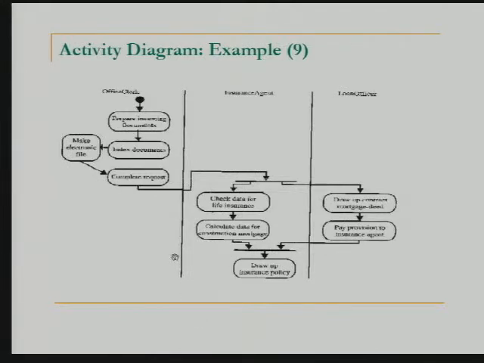Another one, this is kind of blurry: office clerk, insurance agent, loan officer. You can again see it starts someplace. Activities are happening. Information is moving across the swim lanes. Each activity is uniquely in one swim lane. There can still be forks and joins that go between swim lanes, but each activity is only in one swim lane.